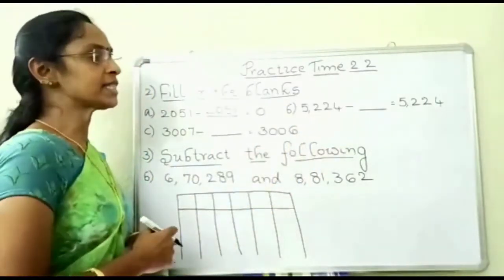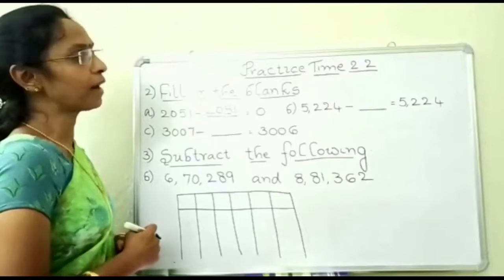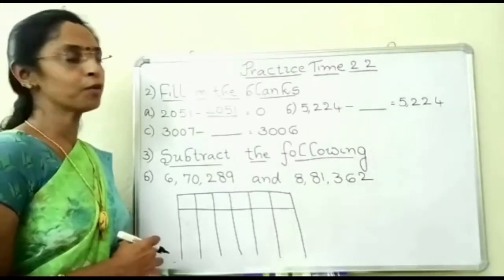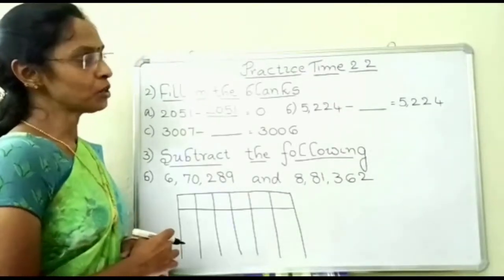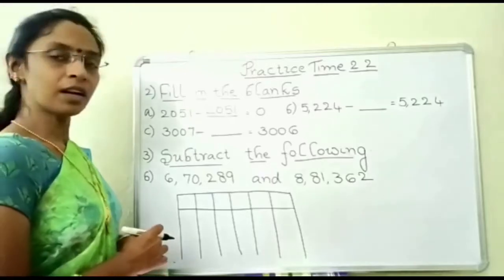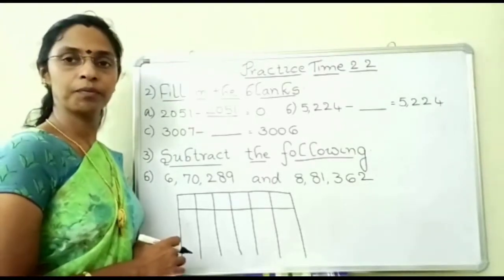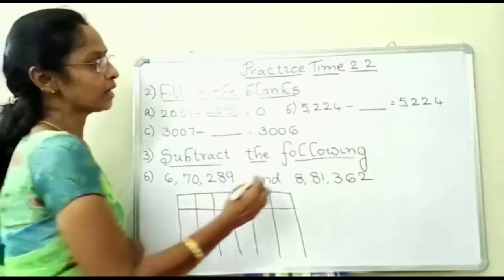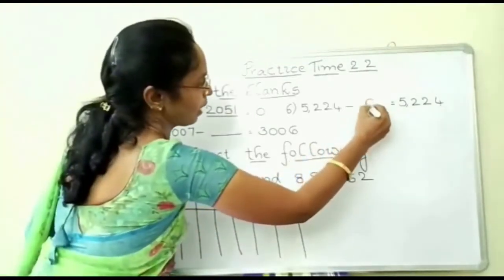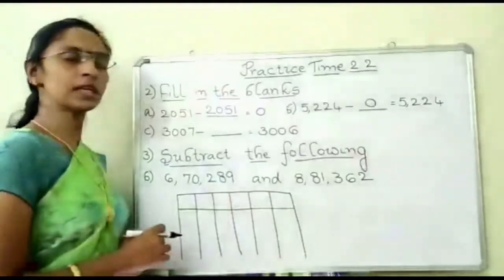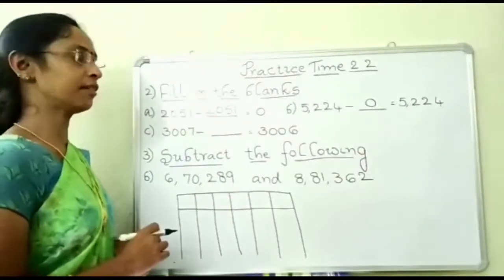5224 minus dash is equal to 5224. When you subtract what from a number, you get the same number, children? Yes, when you subtract 0 from a number, you get the number itself as the difference.